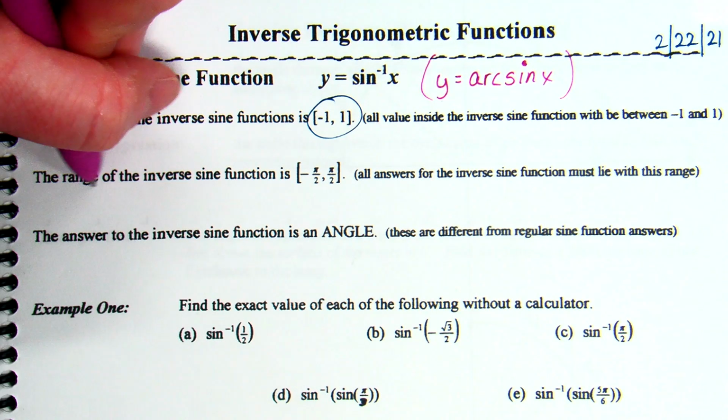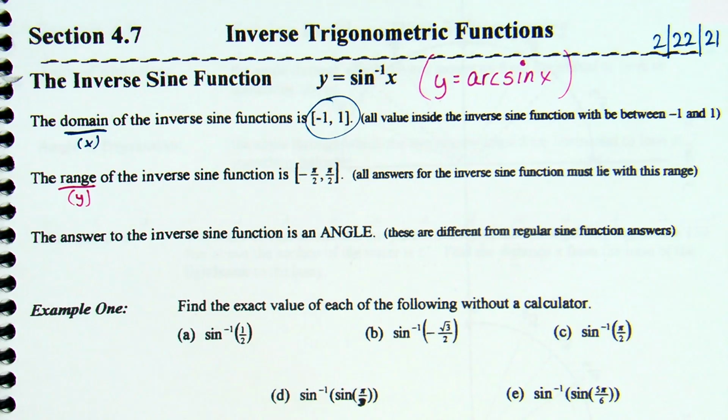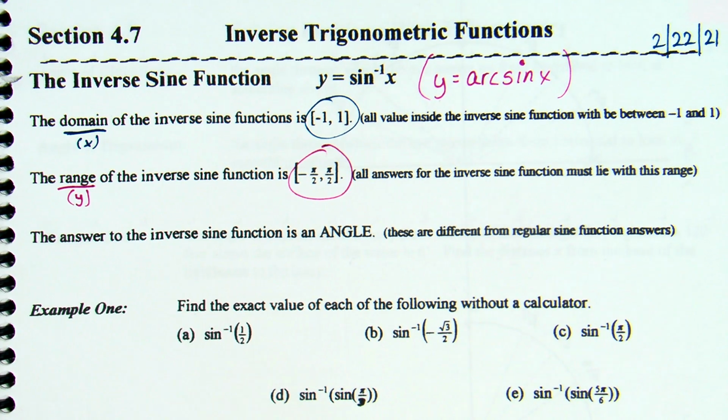Range. Well, range, we tend to think y, right? Range is your output. Keep in mind now, our output is going to be our angles, right? The 30 degrees, the pi over 4, the 60 degrees, all of those. And so the range is specifically negative pi over 2 to positive pi over 2. That's saying that all answers for the inverse sine function must lie between negative pi over 2 and positive pi over 2.